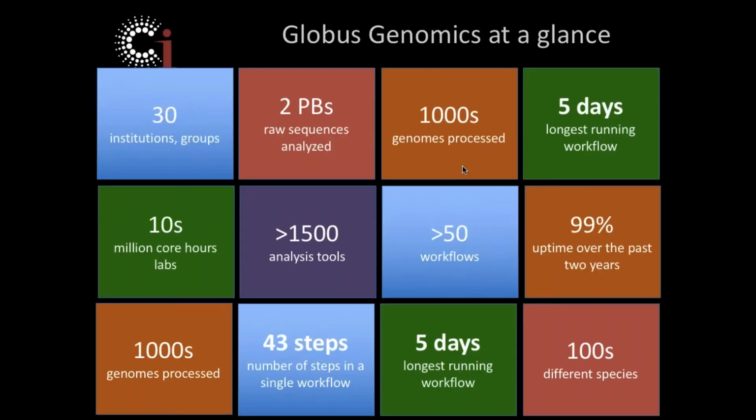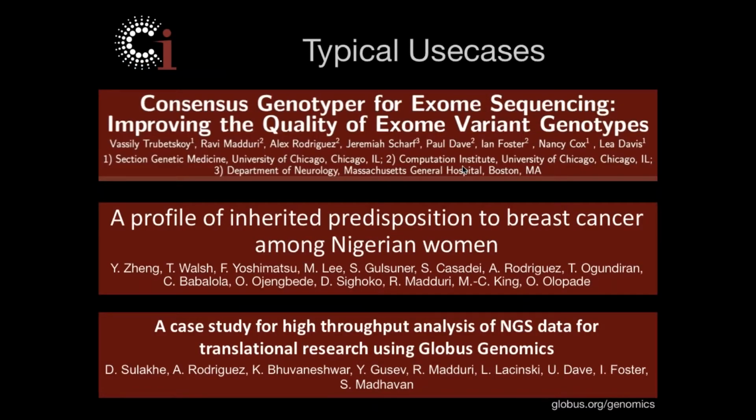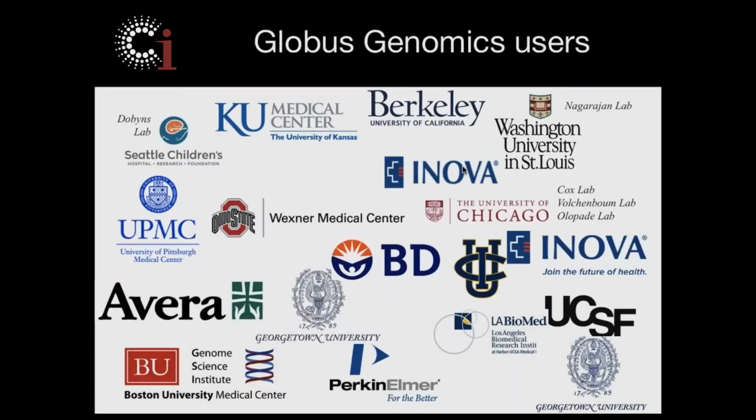So Globus Genomics, at a glance, is a scalable service. We have a lot of users using this capability, running thousands of genomes and millions of core hours, and we have reference genomes for over 100 species. Anyway, it's a very well used service, and led to a lot of great publications for researchers. We created a lot of novel pipelines and great analysis tools that are leveraged by researchers. And this is some set of users that currently leverage Globus Genomics in their institution.